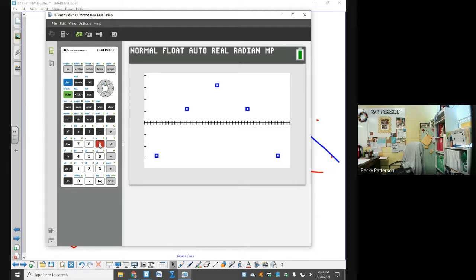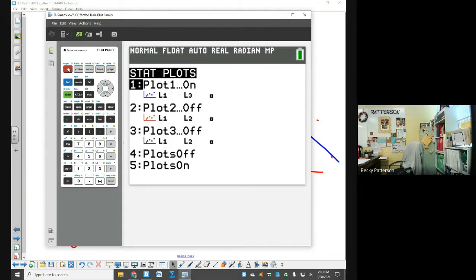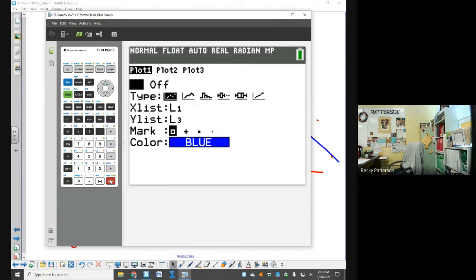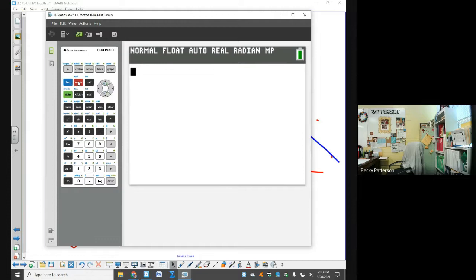Okay. Now, once you've done that, please remember that when you go back to plot something, you are now plotting L1, L3. So I'm going to go fix them back to L2 just because.